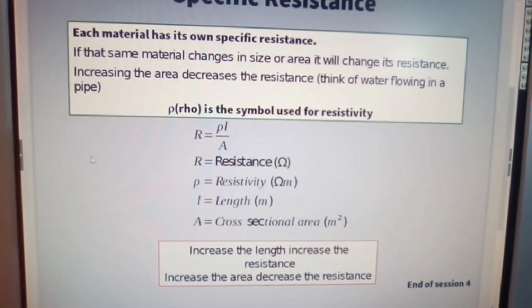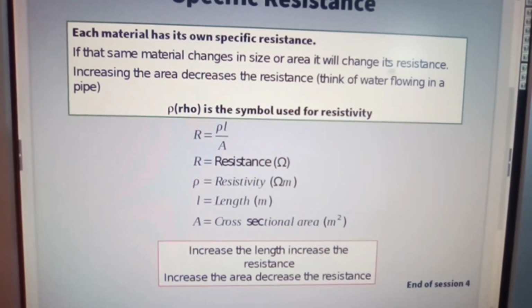And this is the calculation that we use to calculate specific resistance. Each material has its own specific resistance. If that same material changes in size or area, it will change its resistance. Increasing the area decreases the resistance.